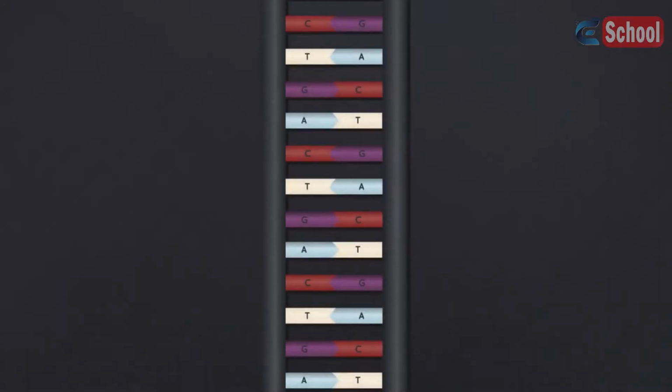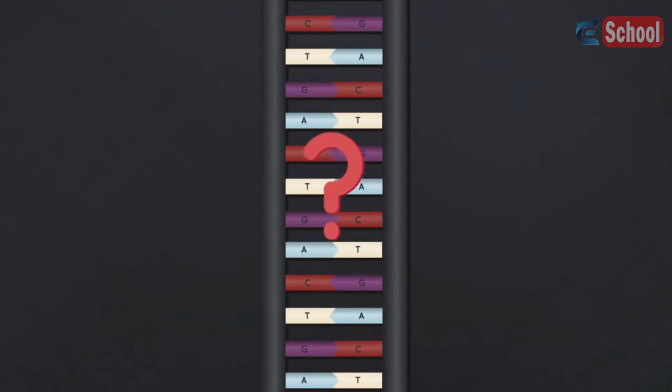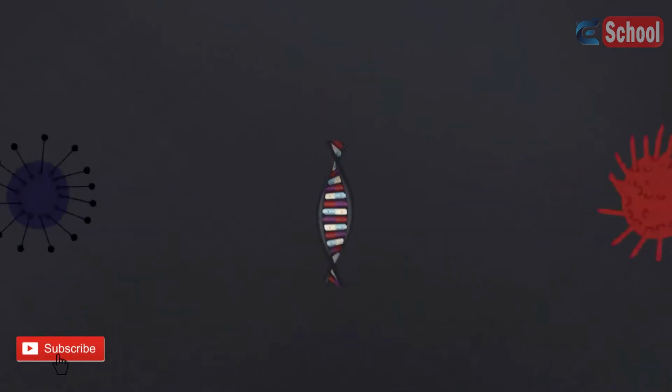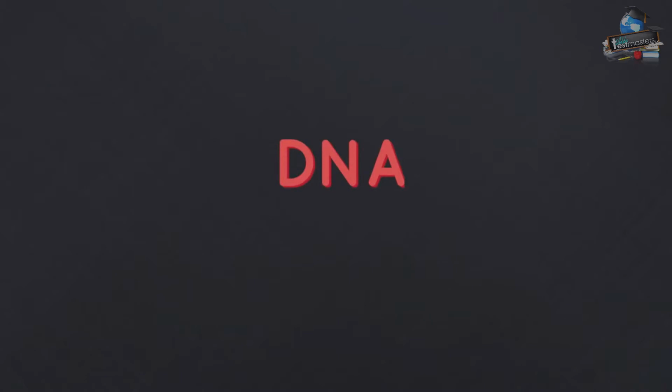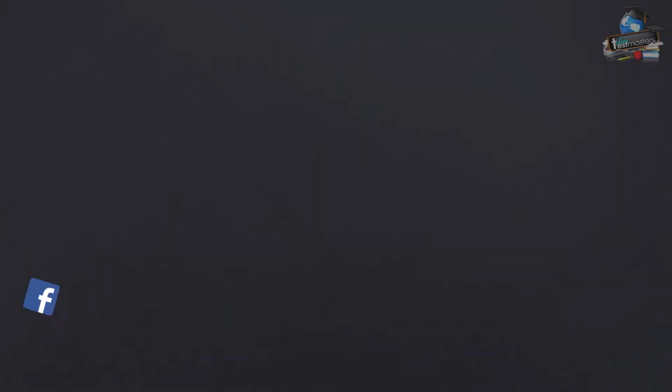In this video, we are going to learn about DNA, where it is found, and what it actually is, and what it is made of. All living things have DNA, or in the case of some viruses, they have RNA instead. DNA stands for deoxyribose nucleic acid. Let's start with where it is found.